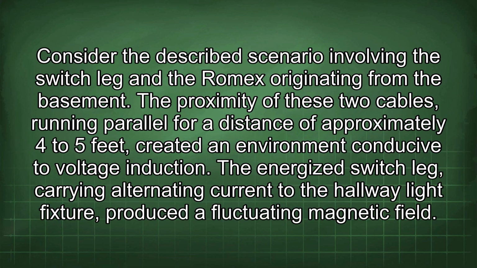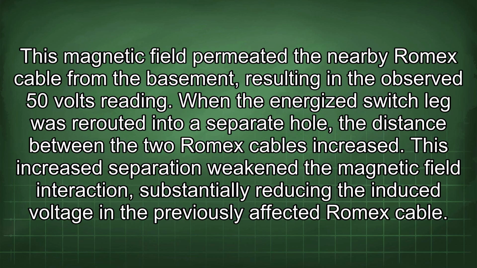Consider the described scenario involving the switch leg and the Romex originating from the basement. The proximity of these two cables, running parallel for a distance of approximately 4 to 5 feet, created an environment conducive to voltage induction. The energized switch leg, carrying alternating current to the hallway light fixture, produced a fluctuating magnetic field. This magnetic field permeated the nearby Romex cable from the basement, resulting in the observed 50 volts reading.